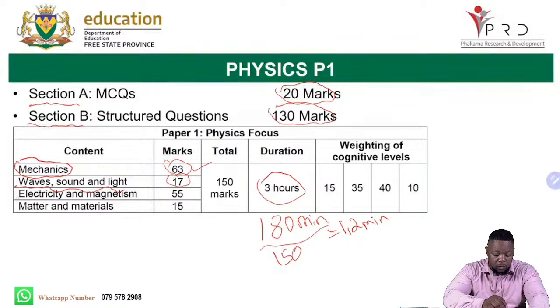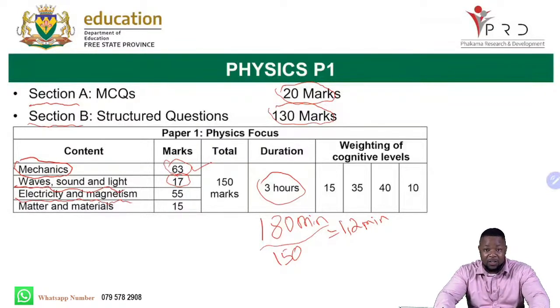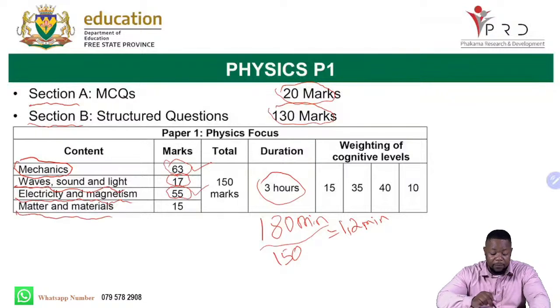Then we go to the next part of the content, electricity and magnetism, which is allocated 55 marks. That is the second part of the content that is allocated most of the marks. Under electricity and magnetism, we have electrostatics, electrodynamics, and current electricity. When you prepare, bear in mind that those sections under electricity and magnetism are carrying the bulk of the marks. Then lastly, we have matter and materials.